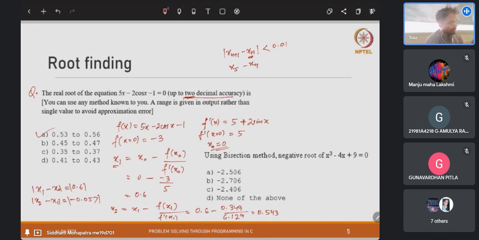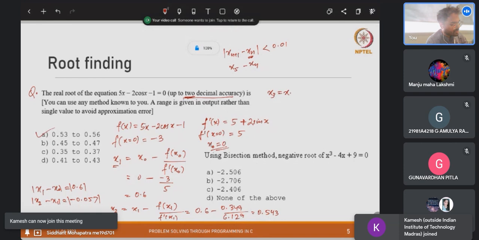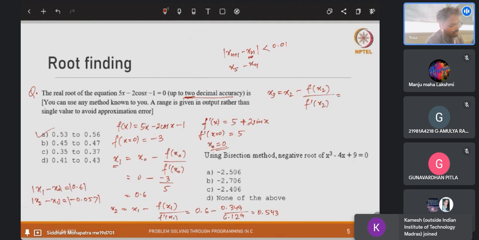So I can maybe do one more iteration for you. If I calculate x3, I'll calculate it as x2 minus f of x2 by f dash x2. So x2 is actually 0.543. Let me write this down: 0.543 minus f of x2. So I'll put 0.543 in f of x: 5 into 0.543 minus 2 into cos 0.543 minus 1.